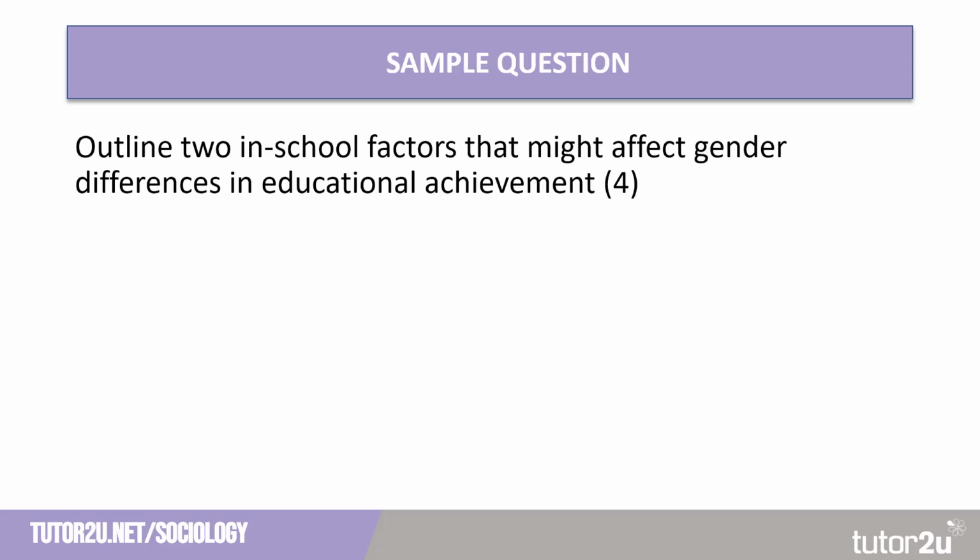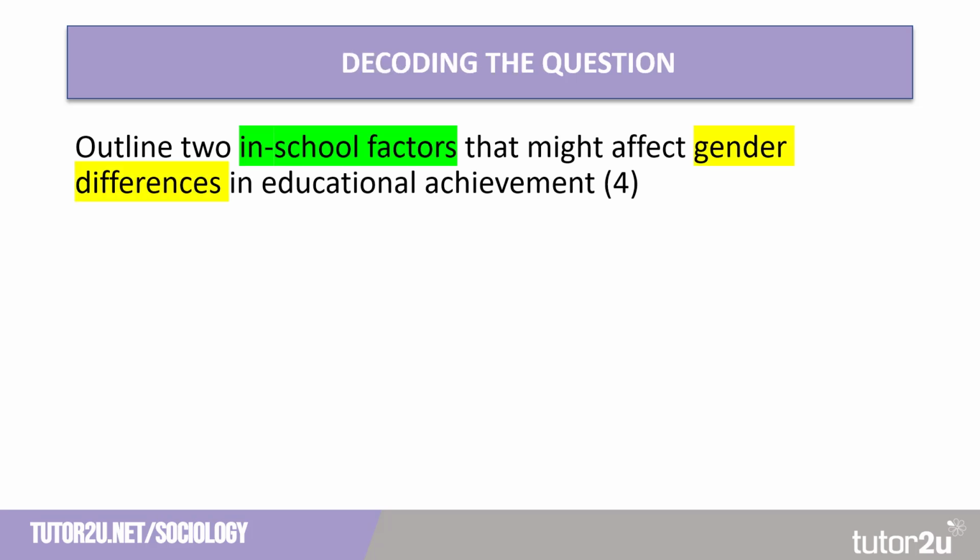We'll have a look at a sample question here. Now this asks you to outline 2 in-school factors that might affect gender differences in educational achievement. Now in this question there is a cause and an effect. What we're going to do is highlight the cause and the effect. So we've highlighted here in green the cause, in-school factors, and the effect, gender differences.